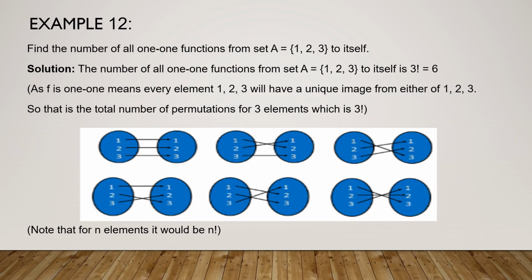Similarly, next we try to find the number of all 1, 1 functions from set A to itself. Again, A has 3 elements. Here also the answer will be 6. Why? Because f is 1, 1 means every element of 1, 2, 3 will have a unique image from any of the elements of the codomain, but that also has elements 1, 2, 3. So the total number of permutations here will also be 3 factorial, and all the permutations are shown in the diagram. Again, the number of 1, 1 functions from a set A with n elements to itself would be n factorial. So for both 1, 1 and onto, the answer is n factorial.